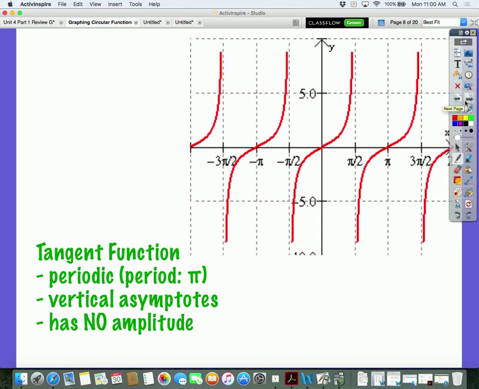Tangent's a little bit different. It is a periodic function because it does repeat itself after a certain interval. In this case, the period is pi. It does have vertical asymptotes, as you guys saw when we did our problem of the day. And it has no amplitude, unlike sine and cosine, because unlike sine and cosine, it does continue out into infinity, positive and negative. And so there's no highest point it goes or no lowest point that it goes. There are no maxes and mins.